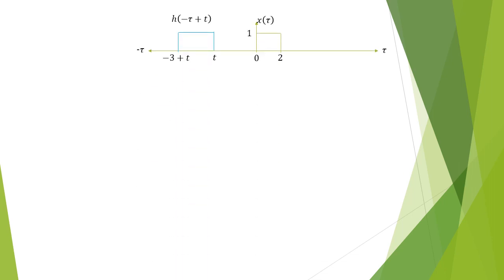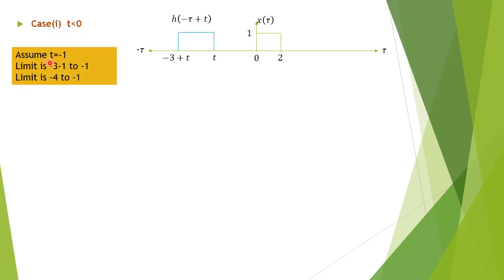So next we have to multiply x of tau and h of t minus tau. Depending upon the value of t only we can calculate the value of y of t. So first we are considering case 1, that is t less than 0. If t is less than 0, we can assume t is equal to minus 1. If we substitute t equal to minus 1 here, we will be getting a new limit as minus 3 minus 1 to minus 1.